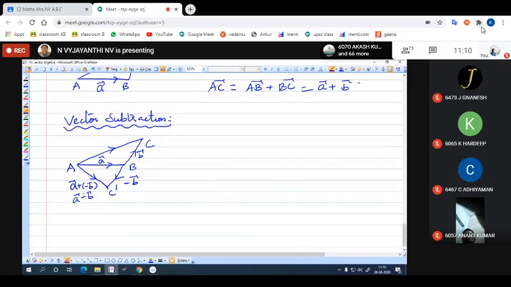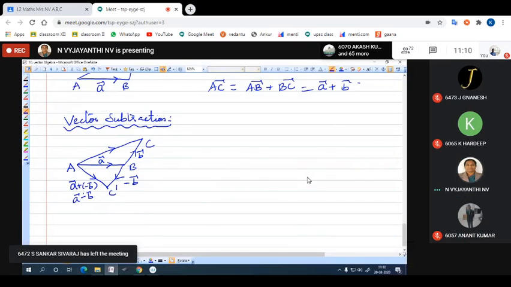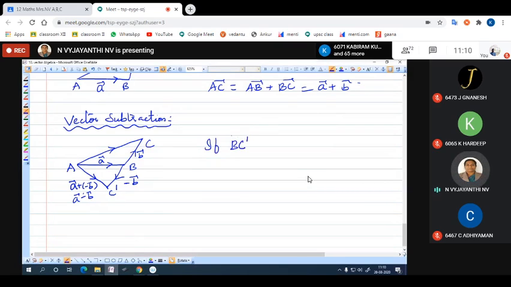Therefore, in this triangle ABC, if BC dash is equal to minus B vector, then AC dash is equal to A vector plus minus of B vector, which is equal to A vector minus B vector. This is the vector subtraction.